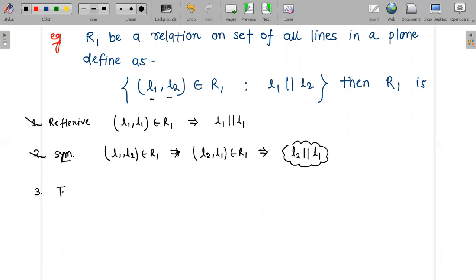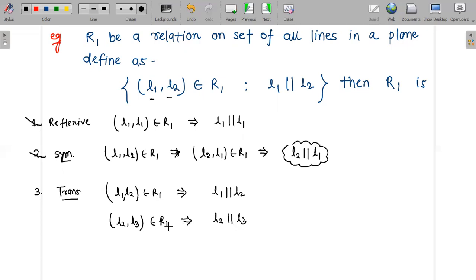Third and the last one, which is your transitive relation. To prove whether your relation is transitive or not, let us say it is given that L1 and L2 are associated with the relation R1. It means it is given that L1 is parallel to line L2. Now let me introduce another line L3 there, and I'm assuming that L2 and L3 are elements which belong to relation R1. It means line L2 is parallel to line L3. Based on this information, if we successfully prove that lines L1 and L3 are parallel, that means your relation will be transitive, otherwise not.